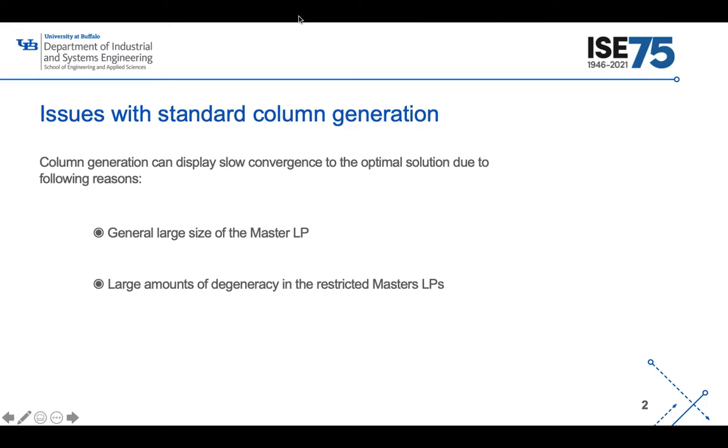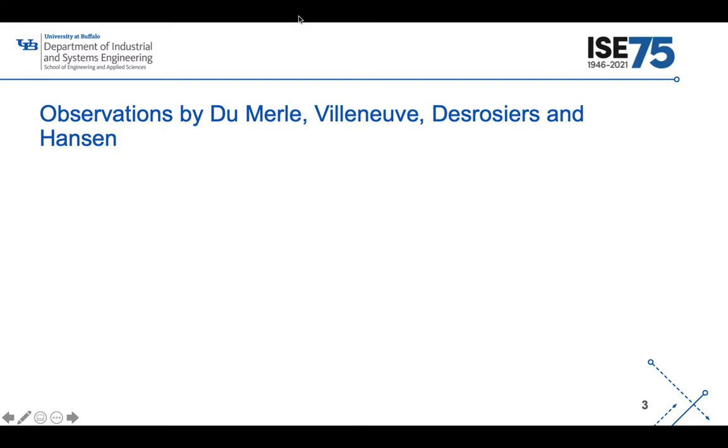Another key reason for slow convergence is that sometimes these linear programs have degeneracy in them, which could really slow down the process. And a lot of the literature out there introduced stabilization because of this degeneracy problem. So in 1999, four mathematicians, Dumeril, Villeneuve, Desrochers, and Hansen, I might have butchered that pronunciation, observed a few things about the standard column generation procedure.